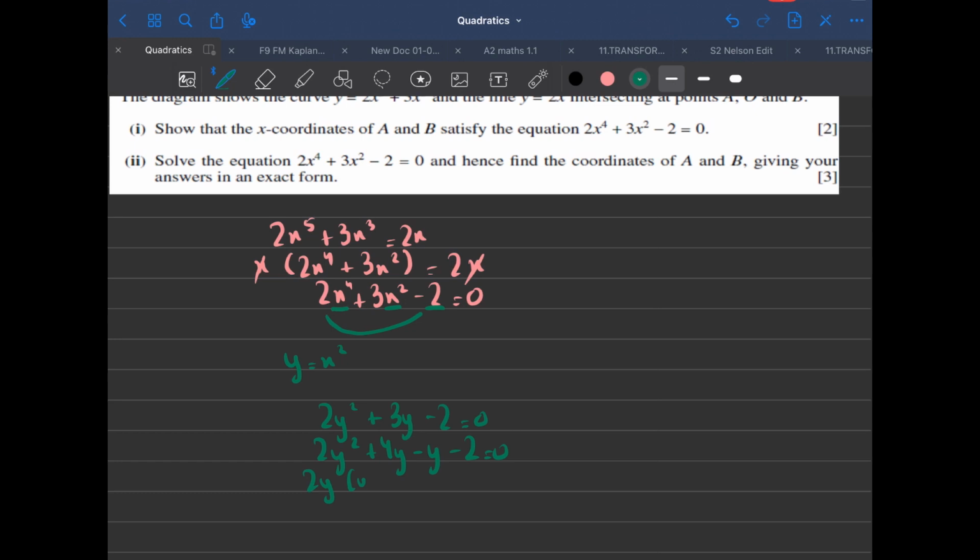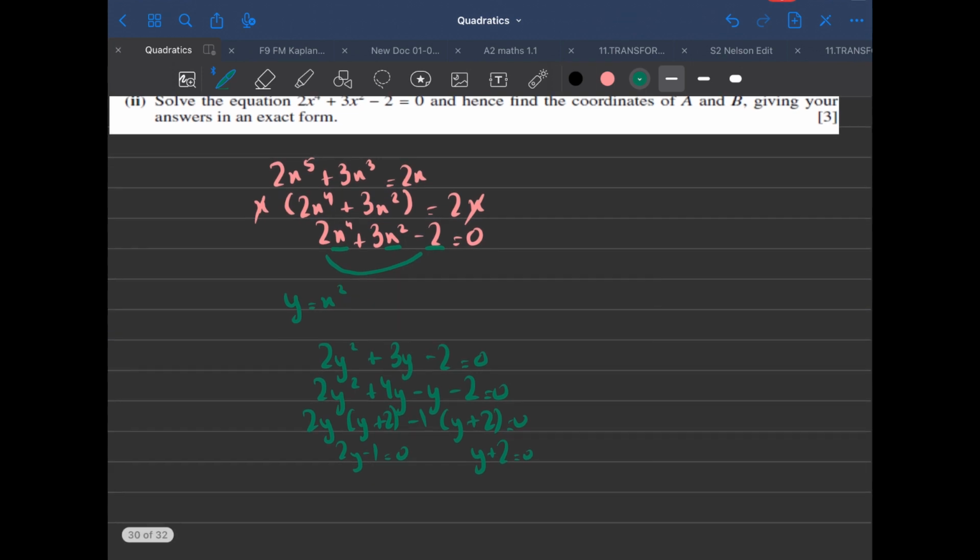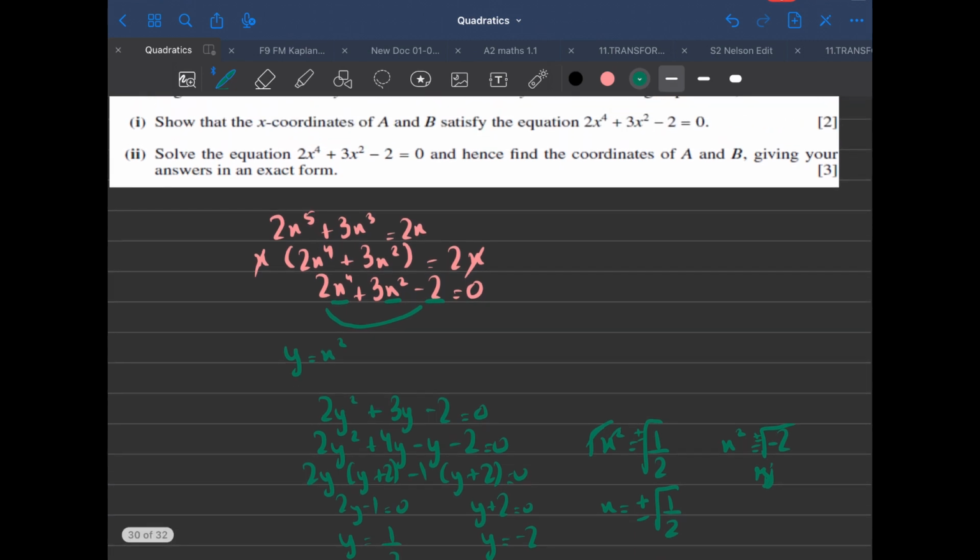Take 2y common, y plus 2. Take minus 1 common, y plus 2. Now, 2y minus 1 is equal to 0, y plus 2 is equal to 0. So y will be 1 upon 2 and here y will be minus 2. Now what was y actually? X squared is equal to 1 upon 2 and here x squared is equal to minus 2. Can I square root this plus minus? This is rejected. And if I square root this, it's going to be x equal to plus minus under root 1 upon 2. Do you get this?